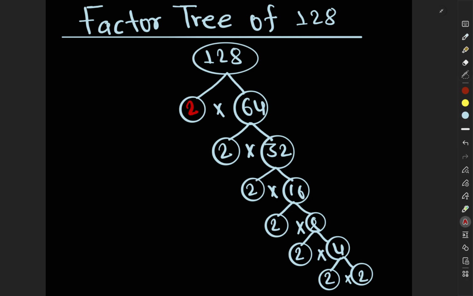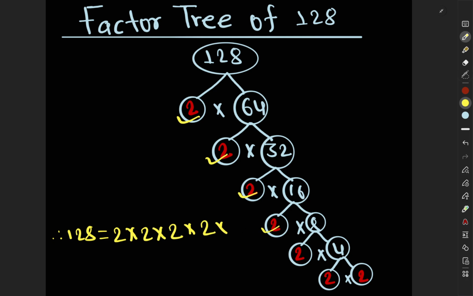So the prime numbers here are these 2, these 2, all these 2. So now we can write 128 is equal to the product of all these prime numbers. So this is 2, like as these 2, these 2, these 2, and at last these 2.